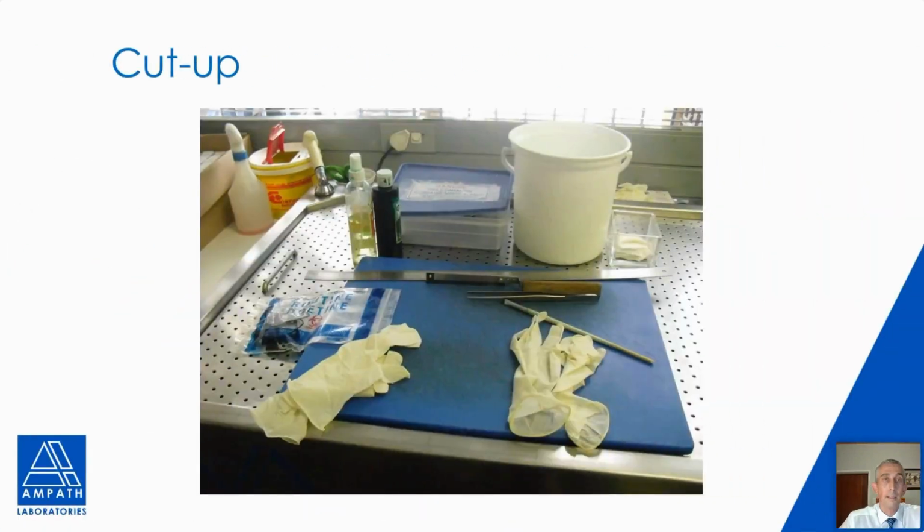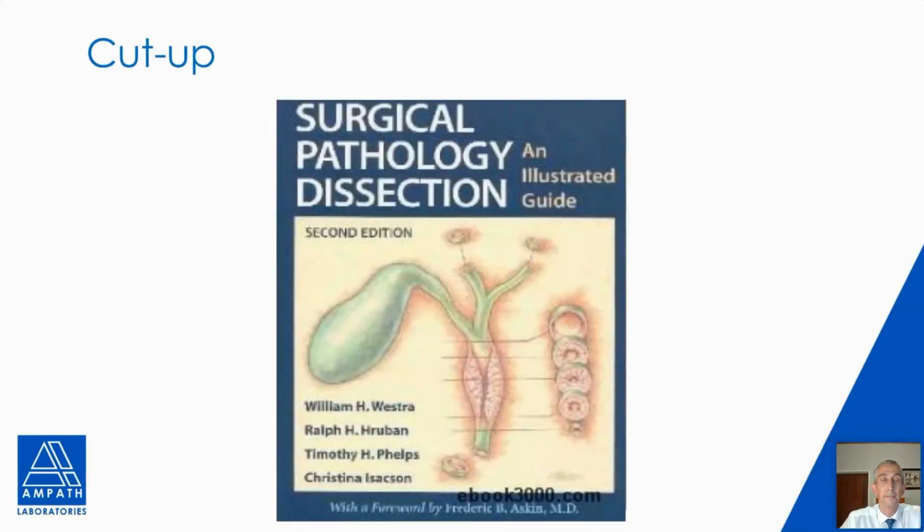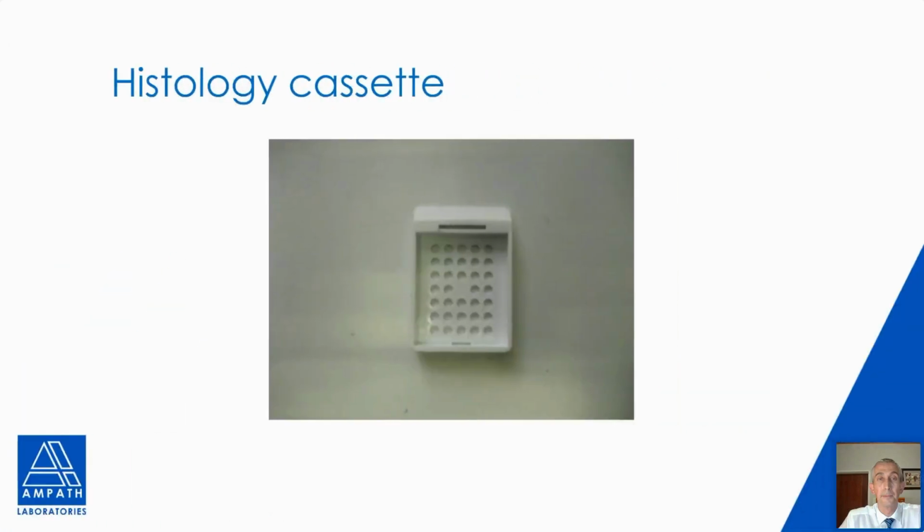This is an example of our cut-up bench, and the grey background represents our extraction system to remove the toxic formalin fumes. As I also mentioned, cut-up is done according to protocols. The surgical pathology dissection guide is produced by the Johns Hopkins group, and this is quite useful in complicated cases, such as in a Whipple procedure. And this is what our histology cassette looks like.